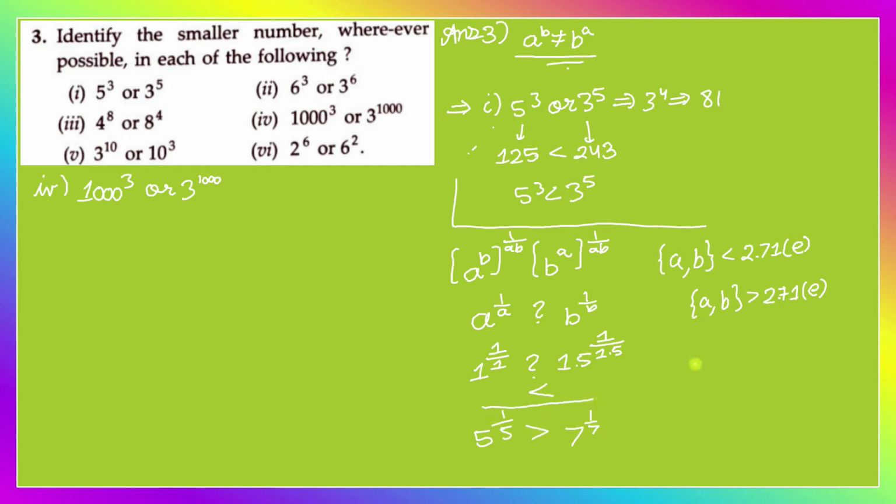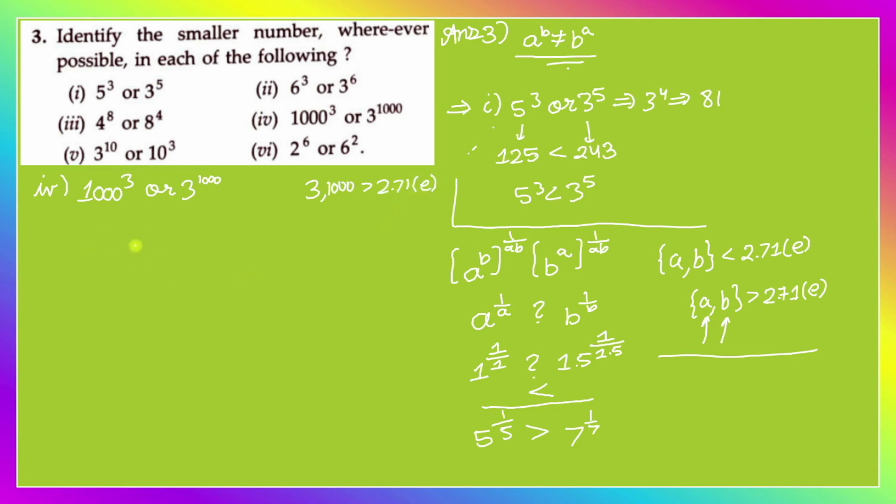And suppose there is one more case, where one number is smaller and one number is greater. In that case, you have to solve it yourself only. In that case, you have no tricks. So this is the trick. As we know, 3 and 1000 are both greater than 2.71, that's the value of the irrational number e.